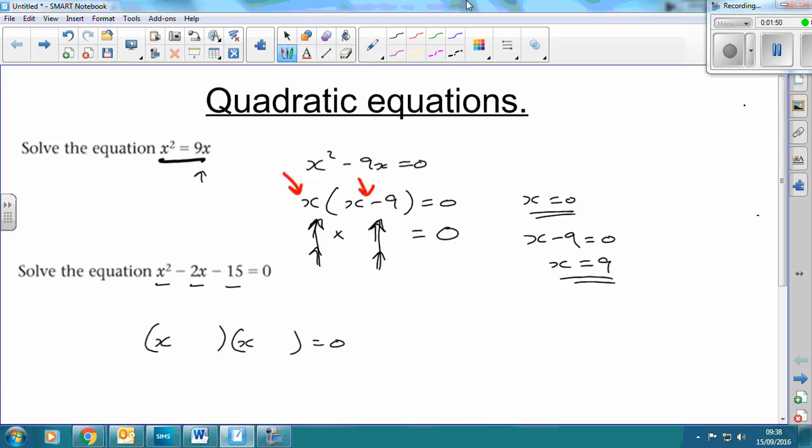Now the next thing we do once we put an x in both brackets is we see what multiplies together to make 15, or in this case minus 15. So we've got 1 and 15, 3 and 5. And then which of these pairs can we use to make the minus 2? The way we do that is we use the 3 and the 5 here. So we need to have a positive 3, then we need to take away 5. So it's going to be x plus 3 and x minus 5.